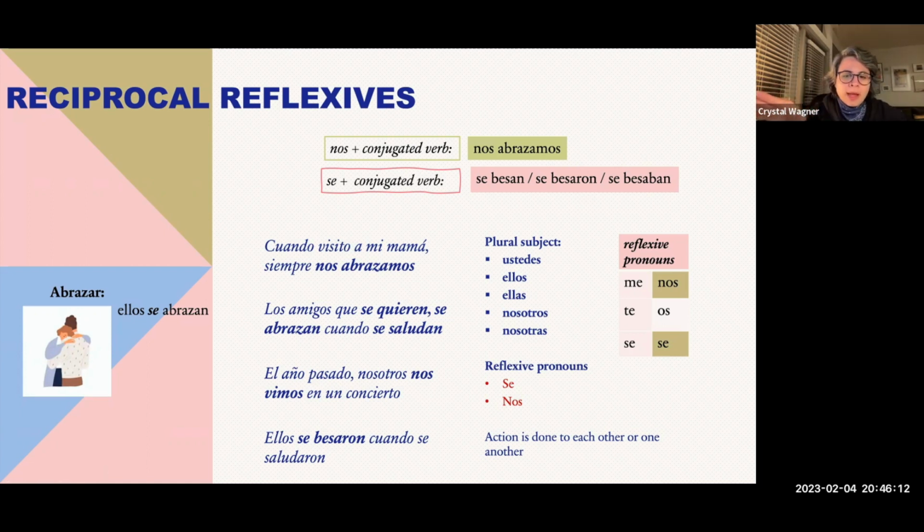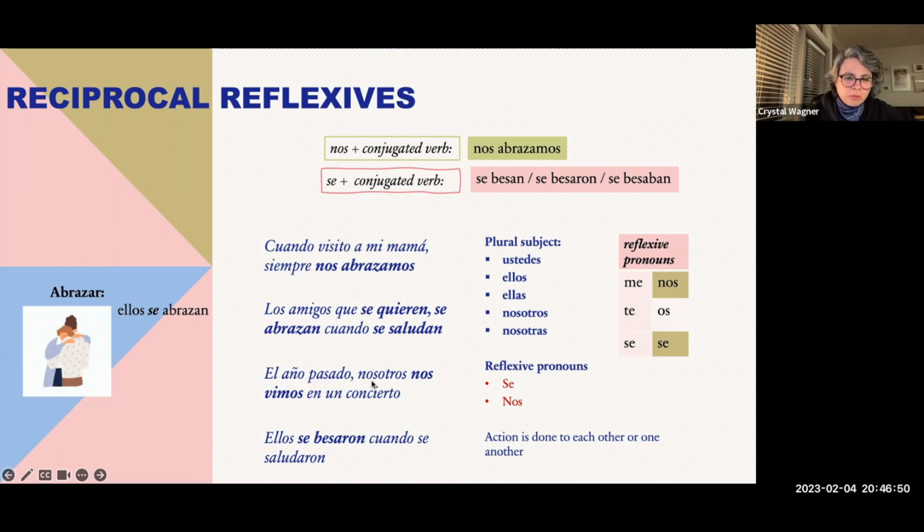Cuando visito a mi mamá, siempre nos abrazamos. So the same example as above, but contextualized in a sentence. When I visit my mom, siempre, always, nos abrazamos, present tense. Los amigos que se quieren se abrazan cuando se saludan, right? So once more, with friends, here it is not specified if it's two friends or many friends. It's just making a general statement about friends that care about each other. So as you can see, all of these have that reflexive pronoun in front and the conjugated verb.